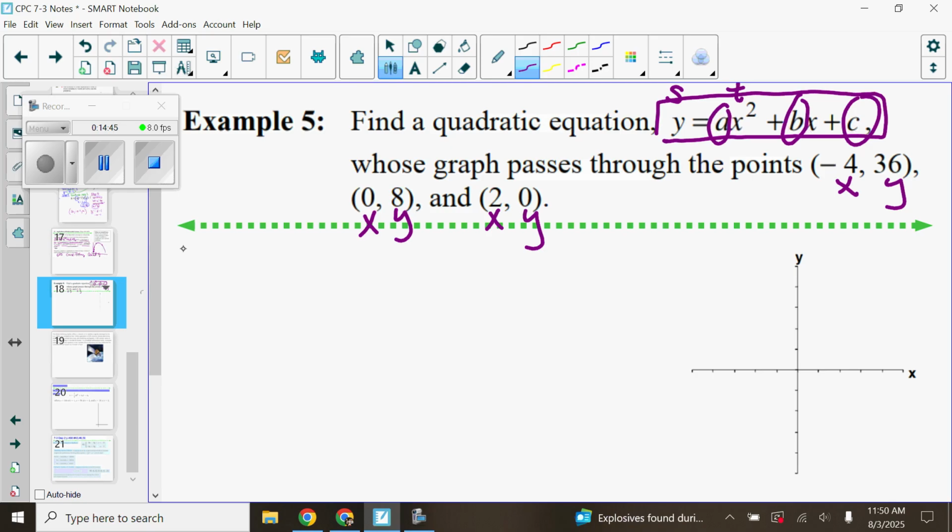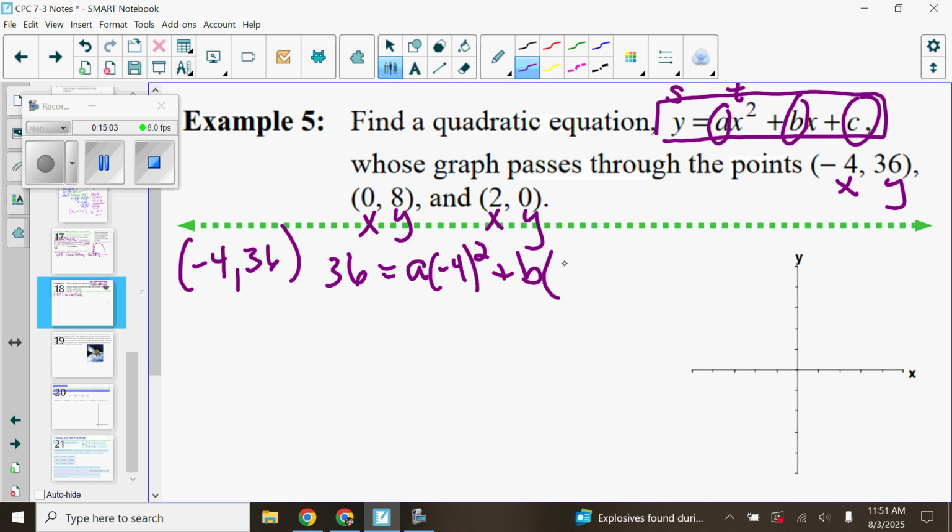So let's start with this. What about this point, -4, 36? That's an x and a y. What if I go ahead and put in those values into this general form of the quadratic? So I have 36 equals a times -4 squared plus b times -4 plus c. Now, I know that doesn't look like it helped me a whole lot, but if I simplify that equation down, so let's see if we can simplify that a little bit and write what that would be. That would be 16 times a minus 4 times b plus c is equal to 36.